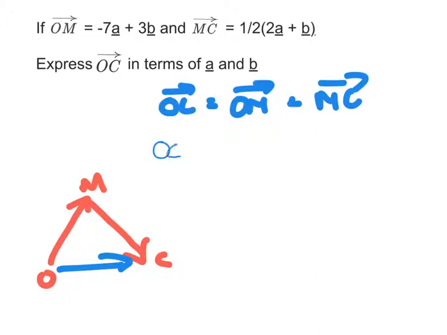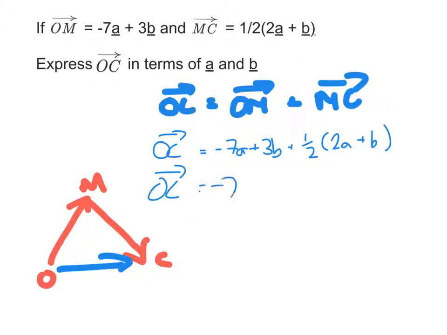So O to C is going to equal O to M, which is minus 7A plus 3B. And M to C is a half of 2A plus B. So what would you do here to simplify? Well, first of all, you'd expand the brackets. So that's half times 2A, which is just A, half times B, which is half B.